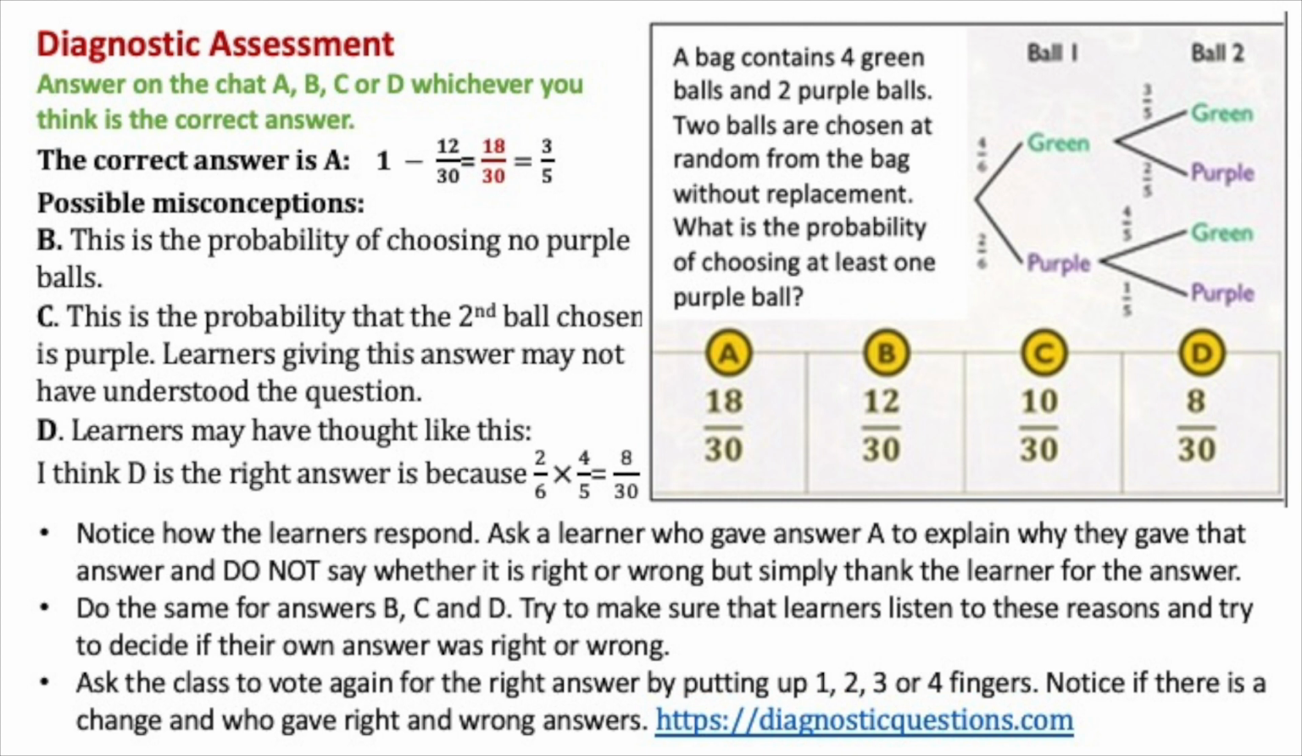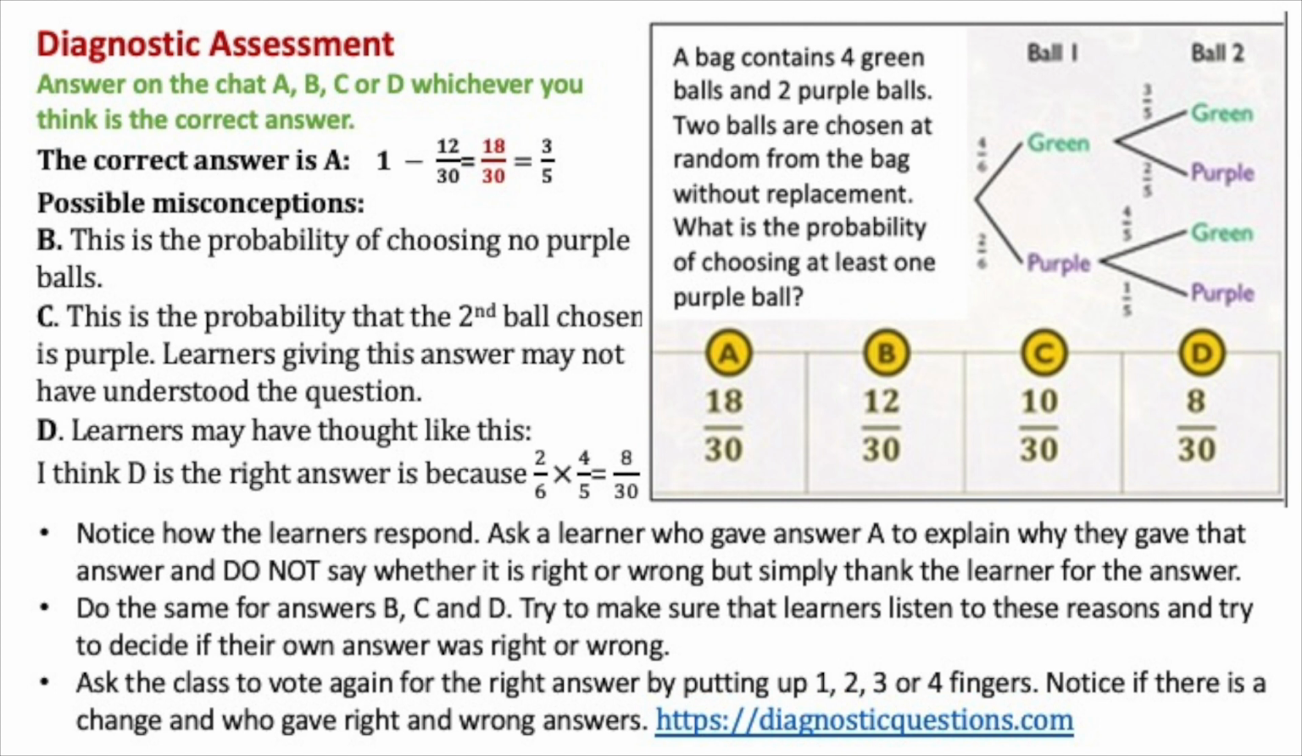So, this is a situation where there are several misconceptions that often arise. For example, if you look at B, that's the complement, that's 12/30, and that's the probability of choosing no purple balls, okay? Whereas the answer should be of choosing at least one purple ball, which is 18/30. And C, the learners who gave that answer may well be thinking, probably the second ball chosen is purple. That happens to be 10/30.